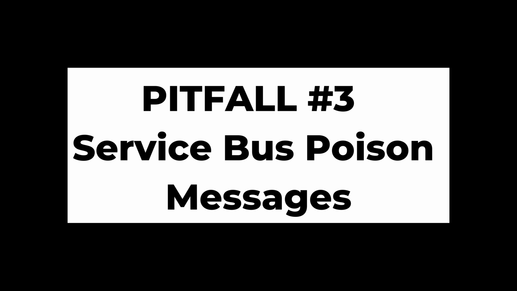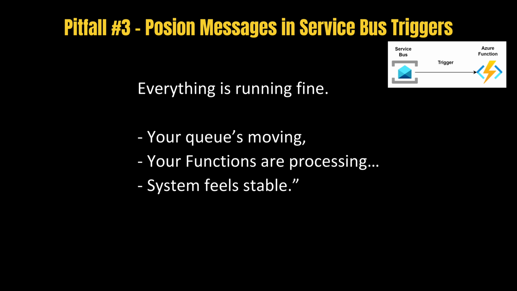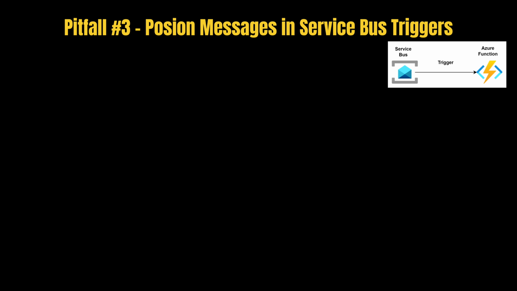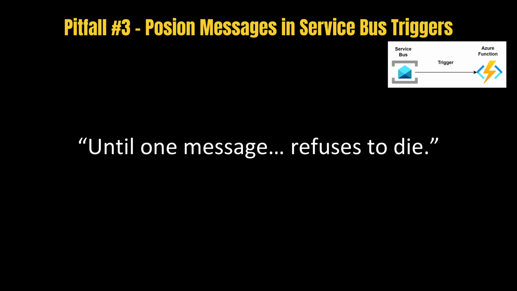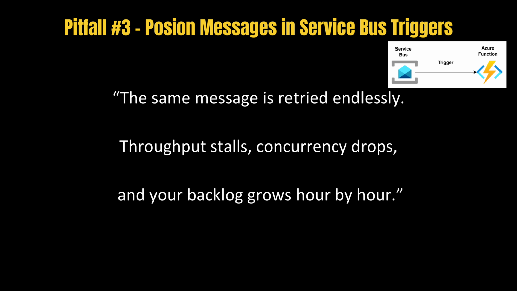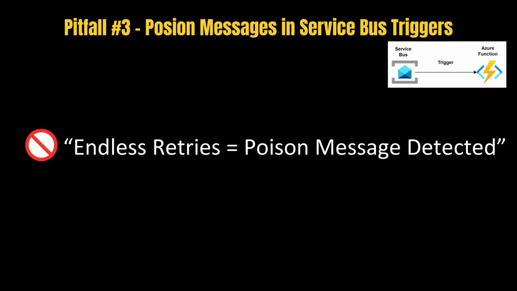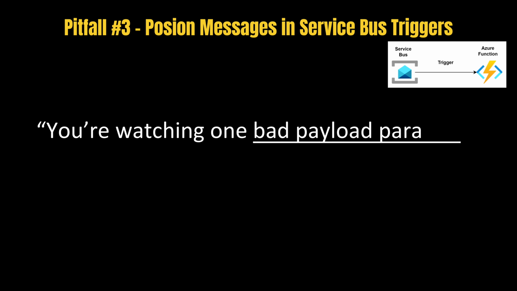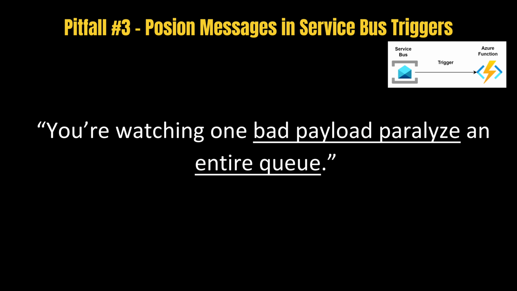Next, we hit the real nightmare: messages that retry endlessly, clogging your queues, which is poison messages. Everything's been running fine, your queue is moving, your functions are processing, and the system feels stable until one message refuses to die. The same message is retried endlessly. Throughput stalls, concurrency drops, and your backlog grows hour by hour. Endless retries is poison message detected. You are watching one bad payload paralyze an entire queue.